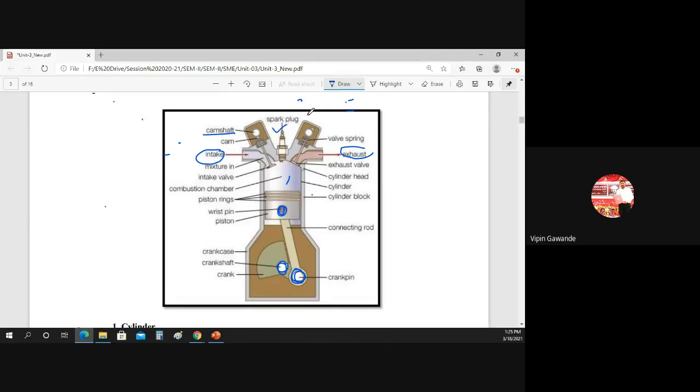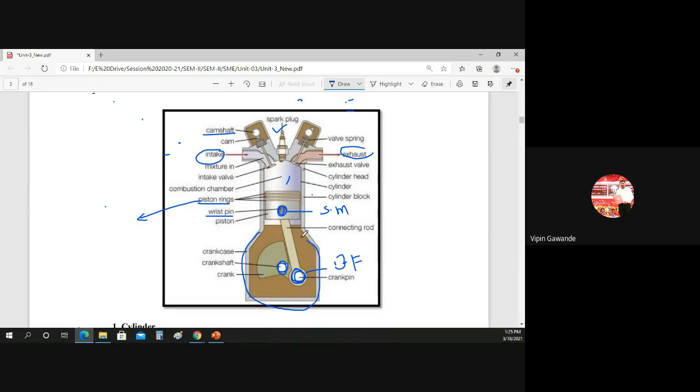Then we have spark plug, we have injector. Okay, we have combustion chamber, we have piston rings. Piston rings are used to reduce the wear and tear of the piston. Okay, then the wrist pin or piston pin, it connects the piston with the connecting rod. Okay, this is called as the small end of the connecting rod. This is called as the big end of the connecting rod. Big end is connected with the crank, and the small end is connected with the piston.